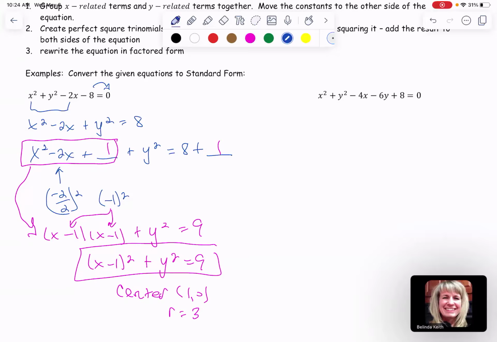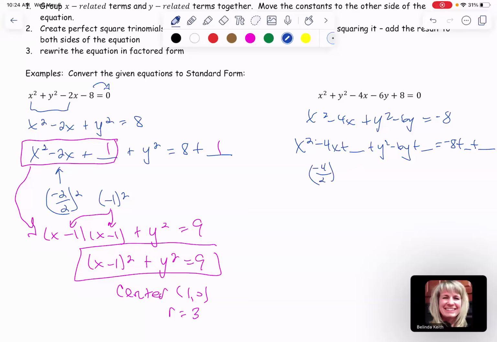All right, on the next example, we'll have x squared minus 4x, grouping your x's, y squared minus 6y, grouping my y's, equals -8. I've got to add something to both sides to make this a perfect square trinomial, and this time I have to do it for both x and y. To get that number, we'll have -4 divided by 2 that's getting squared, and that's a -2 that's getting squared. So it's 4 that we're going to add to both sides. And then on the y, we'll have -6 divided by 2 squared, which is -3 squared. So we're adding 9 to both sides.